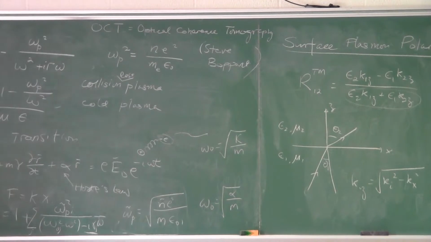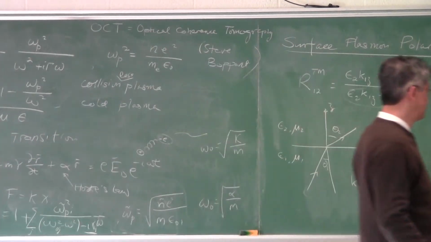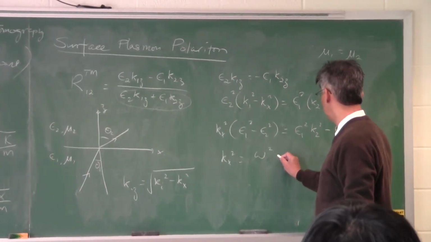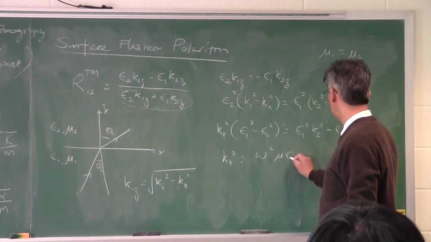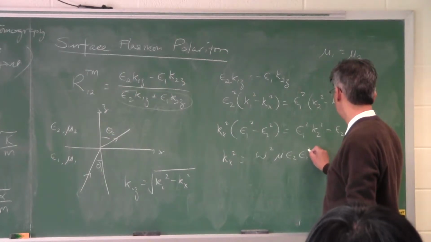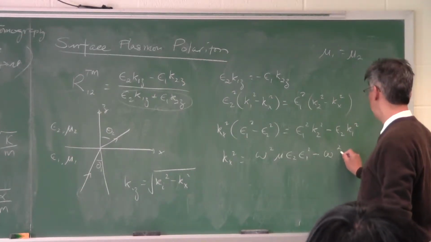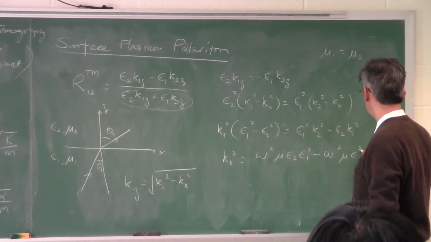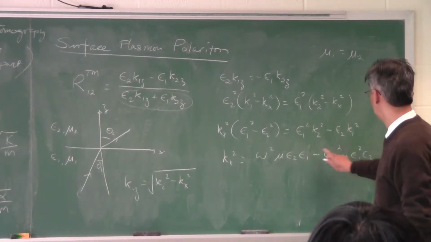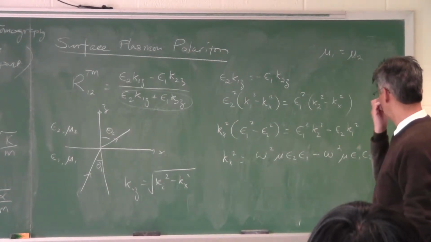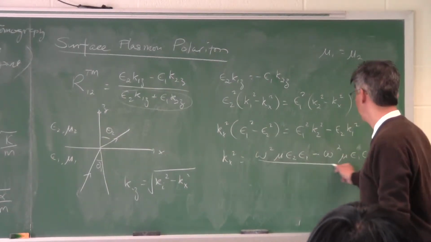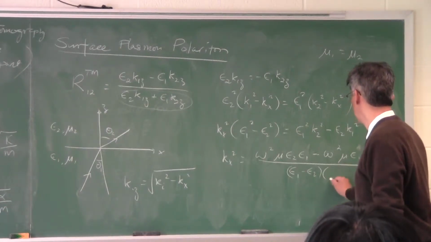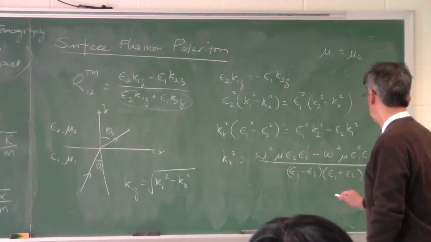So this is another thing. If I write this out explicitly, this is omega squared mu epsilon 2 epsilon 1 squared minus omega squared mu epsilon 1 epsilon 2. Did I get it right? No, there's no square there. Divided by epsilon 1 minus epsilon 2, epsilon 1 plus epsilon 2.